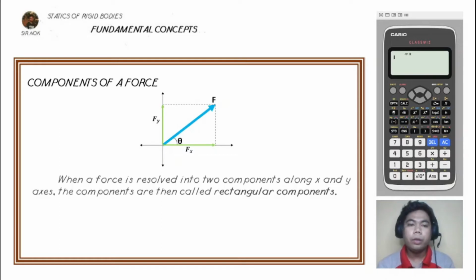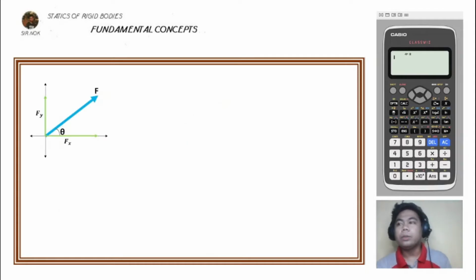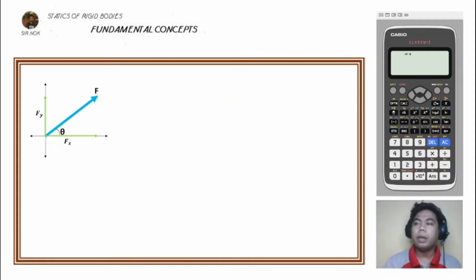When a force is resolved into two components along the x and y axes, the components are called rectangular components. The rectangular components of force F shown are found using the parallelogram law, so that the vector sum F is equal to F sub x plus F sub y. The components of the force F form a right triangle.